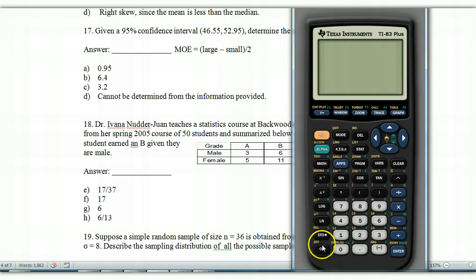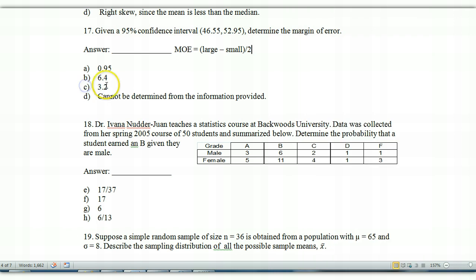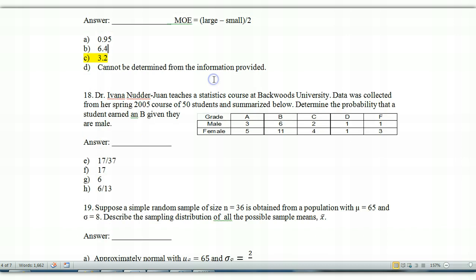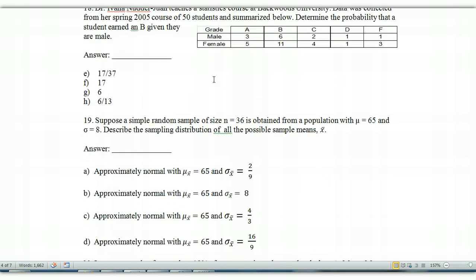So for this particular problem, the large number is 52.95. We subtract the small number, 46.55, and then we divide that by 2, and we get 3.2. Alright, just like before, if you're going to do this all at once, you need those parentheses. Otherwise, it'll do the order of operations incorrectly.